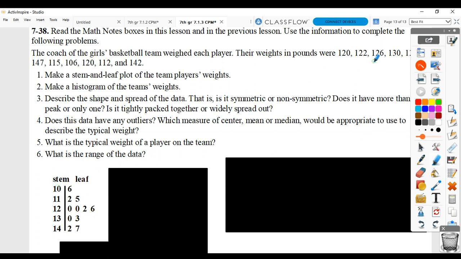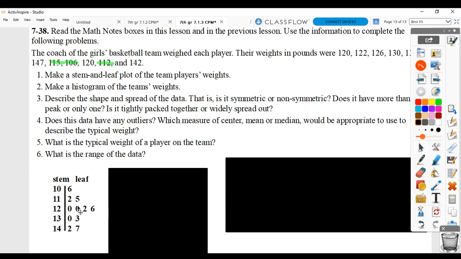So for example, the 106 is represented with a 10 in the stem and a leaf of 6. The 112, which is here, is represented with a stem of 11 and a leaf of 2. And then 115, stem of 11, leaf of 5. Remember that you should also have some type of key or legend as well, basically showing that a stem of 10 and a leaf of 6 is representing 106 pounds.